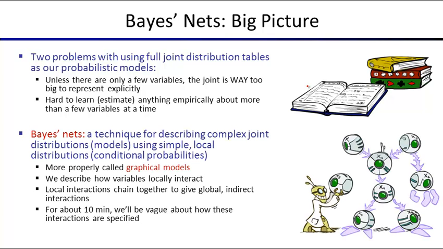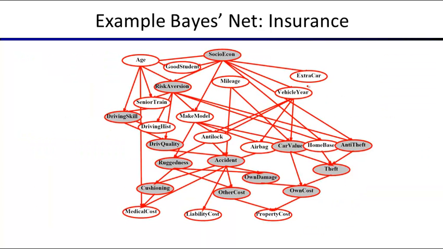What we'll do is decompose these distributions over large numbers of random variables into local interactions. And by doing so, we'll have a much more compact representation. In the first 10 minutes right now, we'll do this in a very informal way, just build some intuition. Then we'll make it mathematically more formal, and then we'll see a few more examples. So let's start with building some intuition.